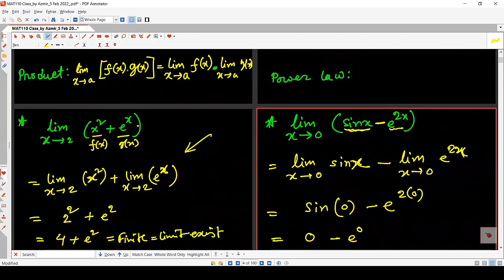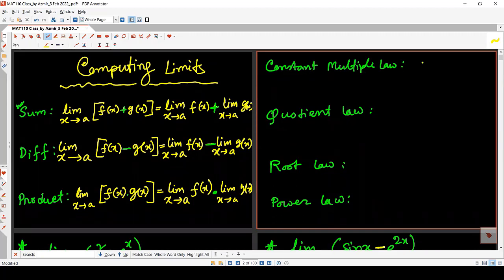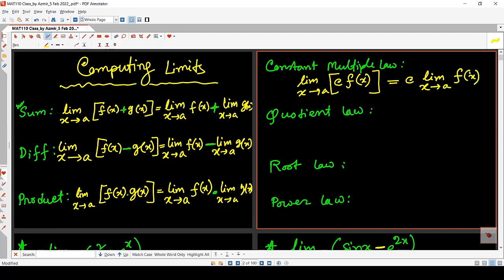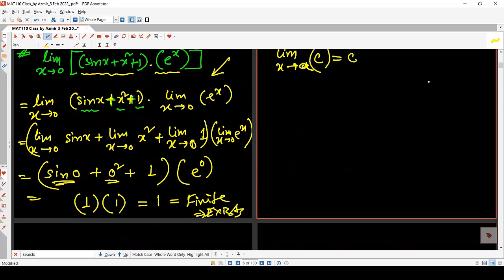So now let's have a look at another property known as the constant multiple law. It says that if we have the limit of c times f of x, where c is a constant, then we can bring this constant before the limit. So for example, we can think about one example here.